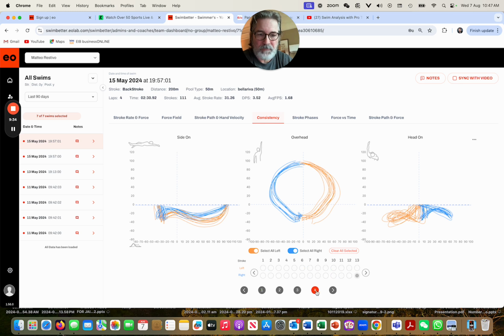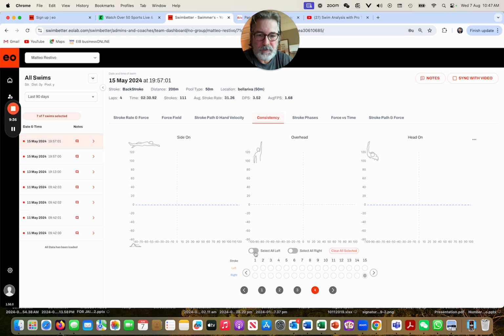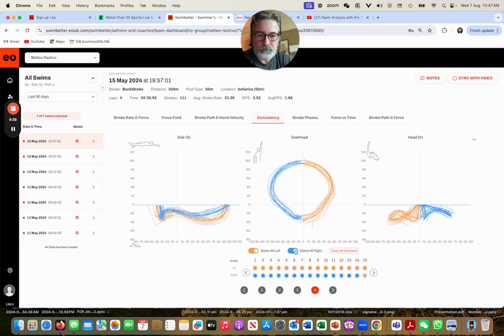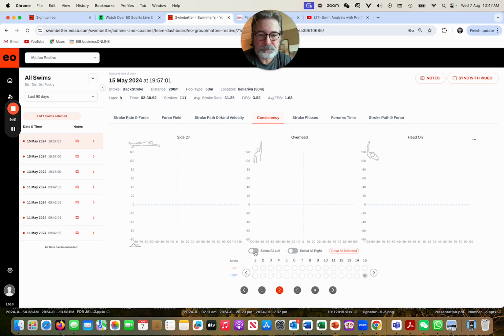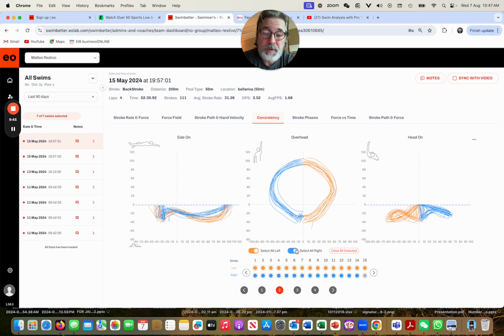Let's have a look at lap 4 and see if it changes. Exactly the same. We'll look at lap 2. Yeah, it's exactly the same. So there's a real pattern here for Matteo. And you know, it might be something as simple as he might have had a shoulder injury. It might be something that explains it like that, I don't know. But it begs you to ask the question, what's going on here?